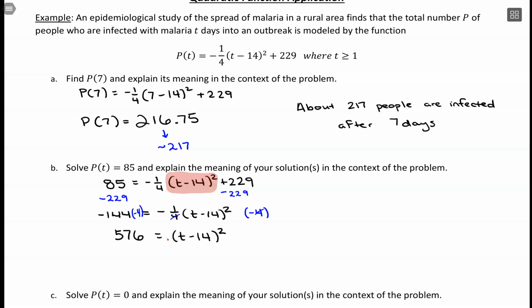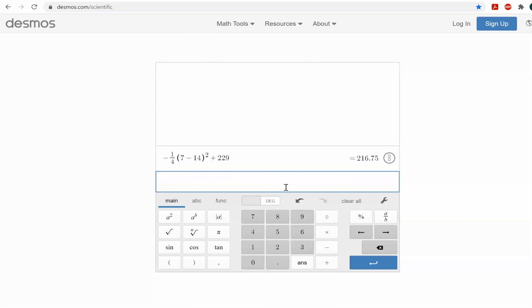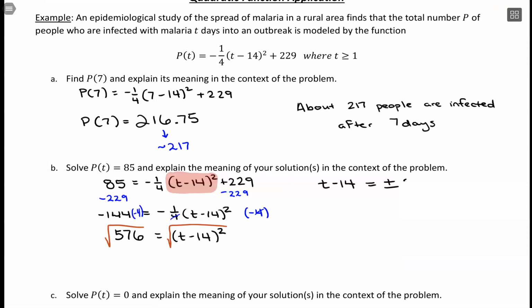Then we're going to take the square root of both sides, so we can get rid of that exponent of 2. When we do that, we're going to end up with T minus 14 outside of the parentheses without an exponent anymore because the root and the exponent cancel out, equals, now because we took the square root of both sides, we have plus or minus, and then the square root of 576, which I'm sure we can use our calculator to help us out. The square root of 576 is 24. So we have a plus or minus 24.